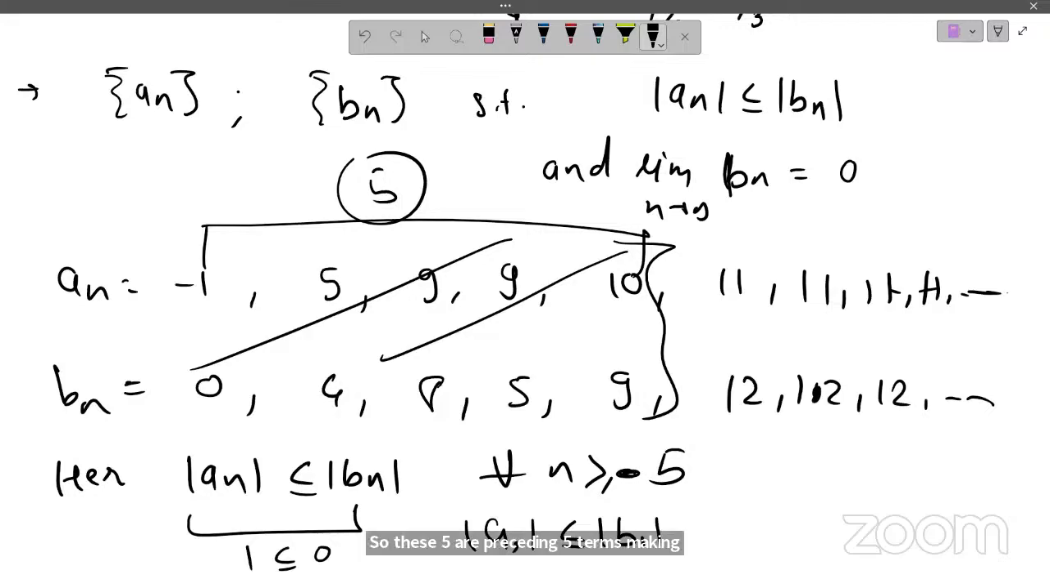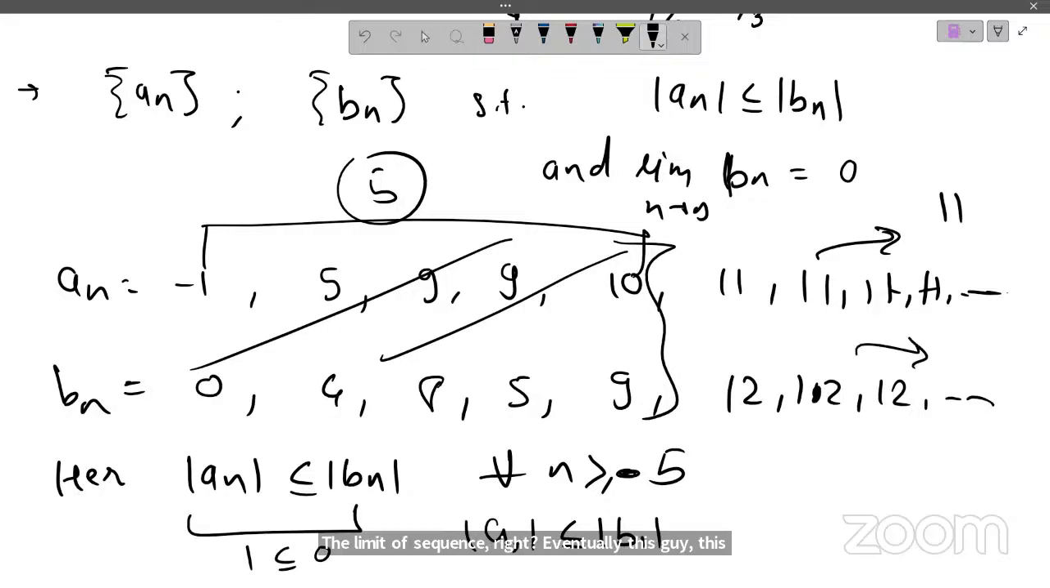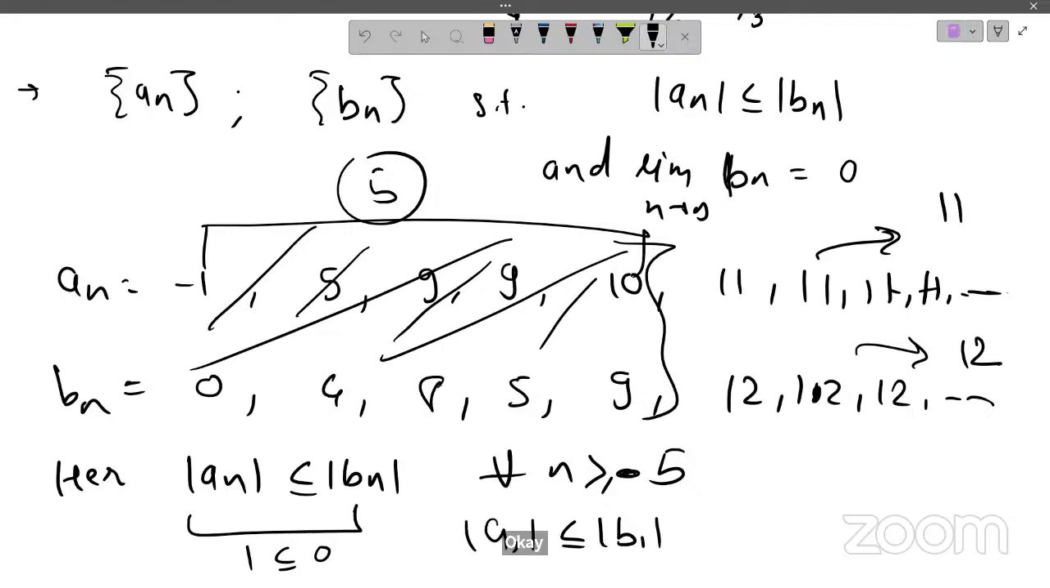So what we can do, we can simply remove them, because finitely many terms won't contribute in the limit. In the limit, as n goes to infinity, we want the terms to get closer and closer to a or b, right? So if you leave some finite terms from the beginning of the sequence, it won't affect the limit of the sequence. Eventually this sequence converges to 11, and eventually this sequence converges to 12. These finitely many terms appearing in the beginning won't contribute anything to the limit, right? Okay. Getting my point? Yes, ma'am.